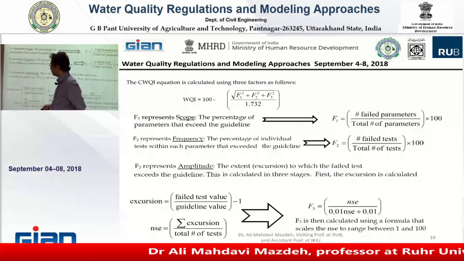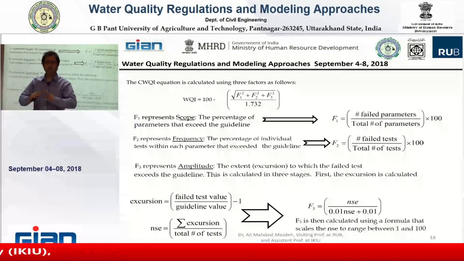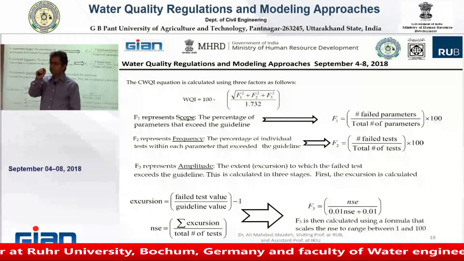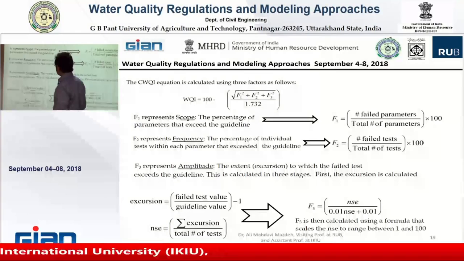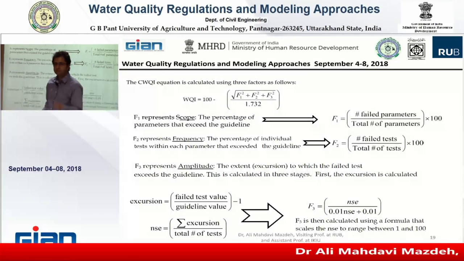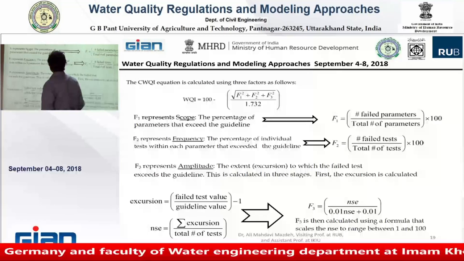F3 represents the amplitude. You have your Excel file and you have all the tests, regarding all parameters. Here we are not limited to any parameters. We have all the parameters, all the tests, all the data that we have. We understand which of them is out of the range, and then we calculate for all of them the failed test value divided by the guideline, and then the sum, for example, is 20. For example, 20 divided by 400, because this is the total number of tests, not the failed tests. So you can calculate this NSE. Then when you have the NSE, you can calculate F3, and when you put F3 also here, then you can calculate WQI.